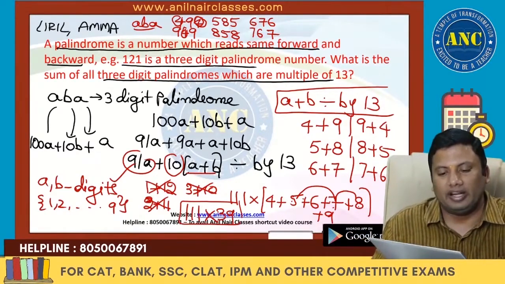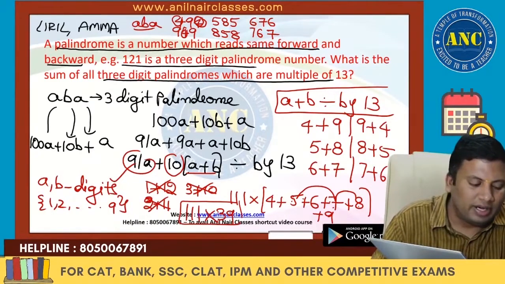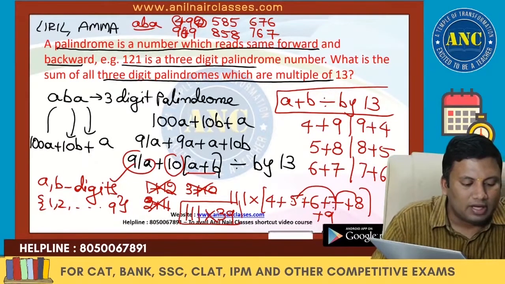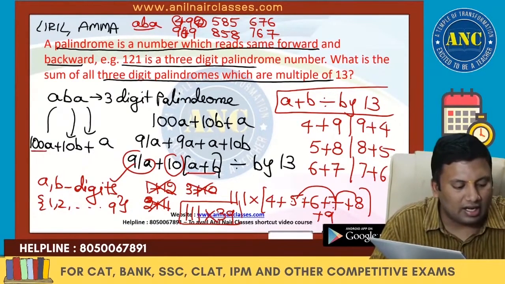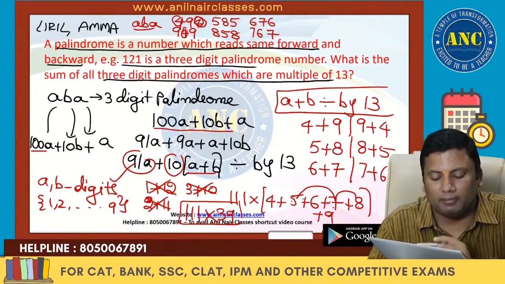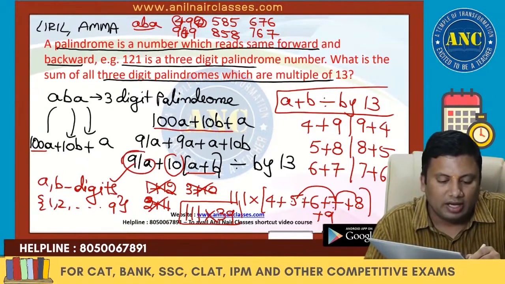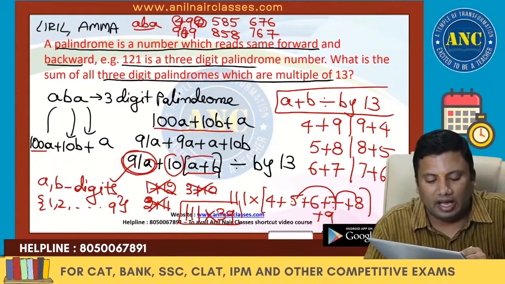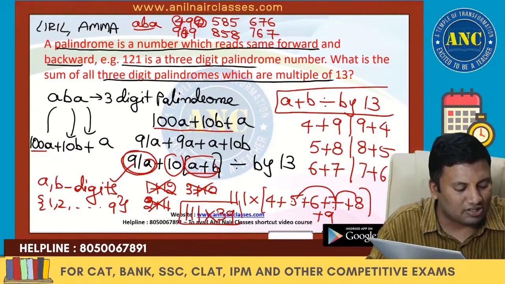I hope the idea is clear. First we are finding the 3-digit palindrome. A 3-digit palindrome is of the form ABA. A is there in the hundreds place. 100A plus 10B plus A. 91A plus 10 into A plus B. It is divisible by 13. A plus B should be divisible by 13.